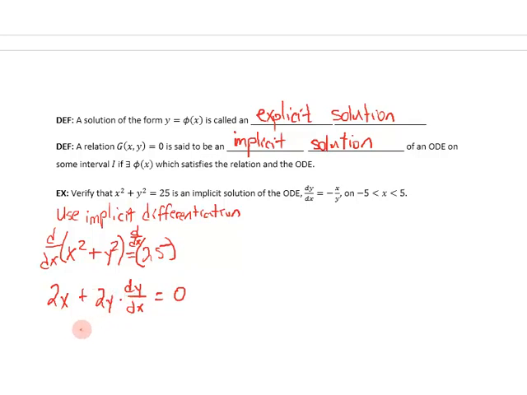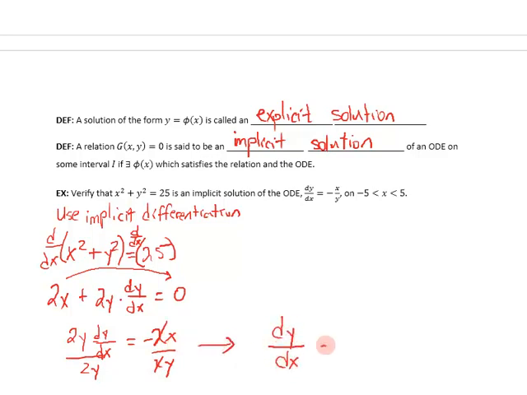Then I can solve this for dy dx. 2y dy dx is equal to negative 2x. I just moved this to the other side. Divide both sides by 2y. The 2's cancel, and I end up with dy dx is equal to negative x over y, which is exactly what we're trying to show, so we did it.